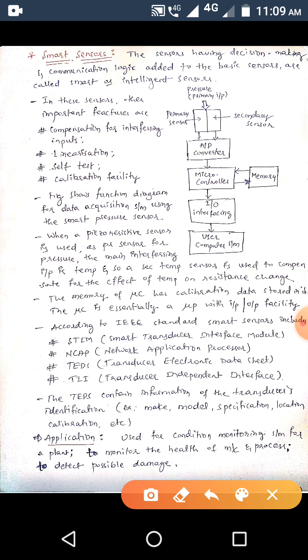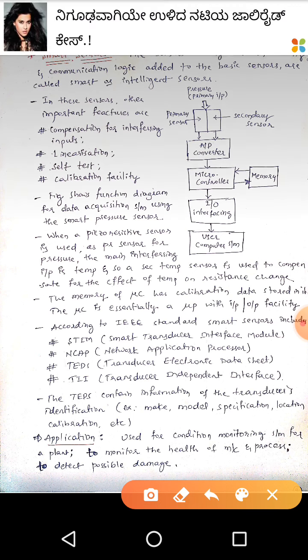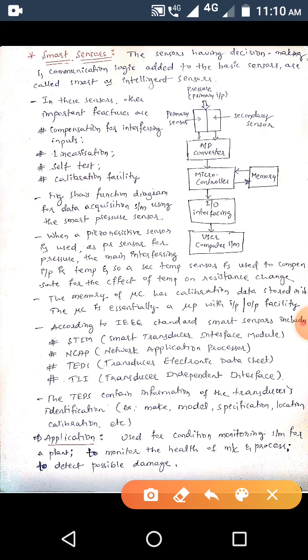Then the calibration facility: whatever output we are getting, it is going to compare using the memory location here, because memory has its stored values. So it is going to compare the calibrated value with the stored, that is, standard values. Then it is going to calibrate. Okay, the piezoresistive sensors are used here, so the intelligent or smart sensor is sometimes called by a particular name, the piezoresistive sensor, to sense the pressure whatever we are applying on the system here.